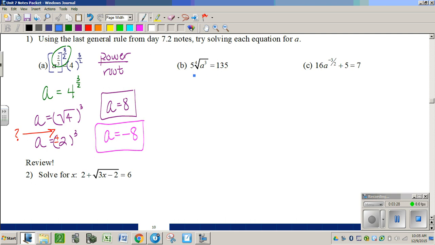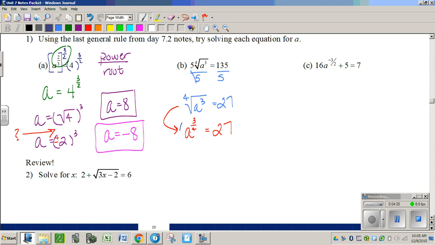All right, we need to isolate over here. So we're going to divide both sides by 5. So this is going to be the 4th root of a cubed. And somebody want to tell me what 135 divided by 5 is? Thank you, 27. All right, now I'm going to take this 4th root of a to the 3rd and change it to a fractional exponent. So remember power over root. So this is going to be a to the 3/4. This is just basically rewriting from the first step to the second step there.